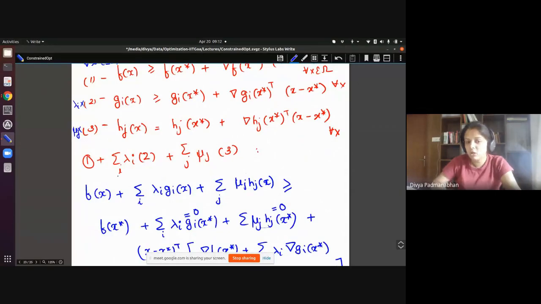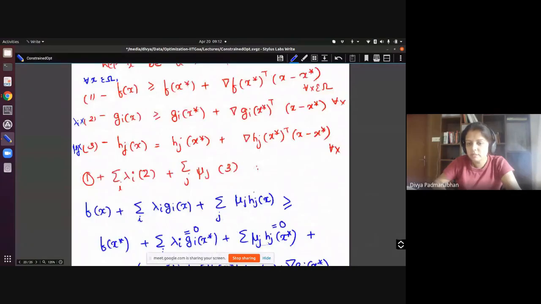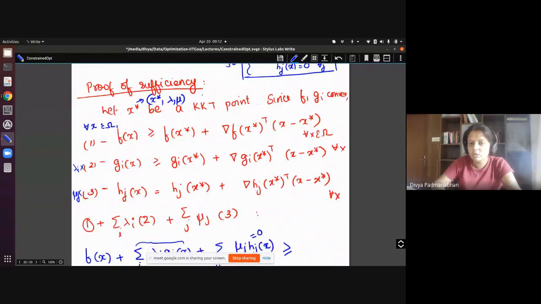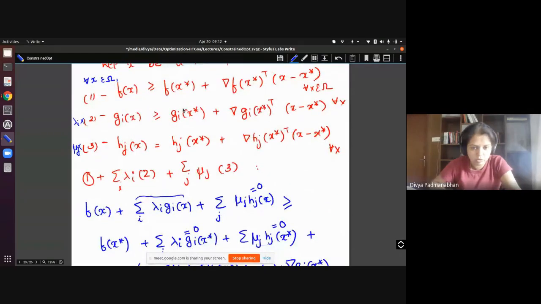Now by the same logic on the left hand side, x is also a feasible point, so this term also becomes 0 because h_j(x) is 0. Now what about this term? So one thing is it's a KKT point, so we have lambdas are less than or equal to 0.